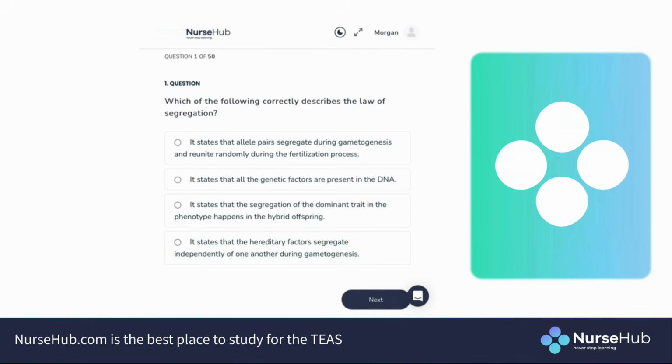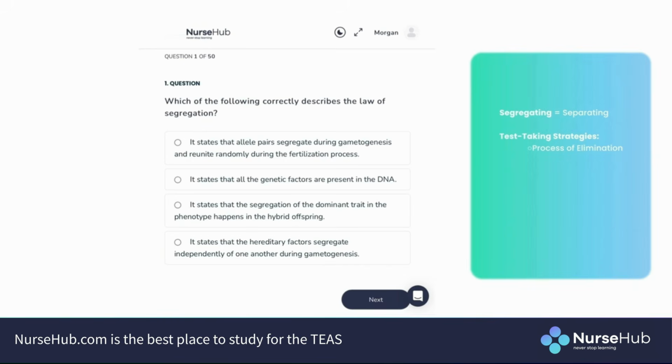So let's get rolling. Question 1 asks, which of the following correctly describes the law of segregation? As far as test-taking strategies, there are a couple things that I'm going to run through with some of these questions. I think it will be valuable for you to take note of them and try to incorporate them into your own practice as you go through test-taking strategies for your exam.